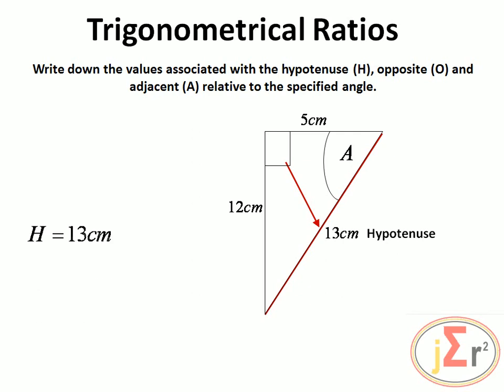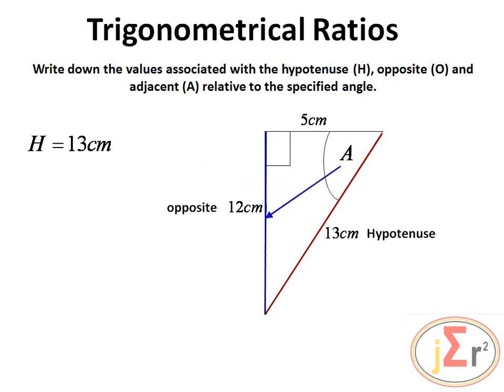And, of course, the side that is opposite to the specified angle is called the opposite. So we have the hypotenuse there, and that is 13. The opposite to the specified angle is 12. And that we have indicated right there, O is equal to 12 centimeters. And what about the adjacent? The adjacent is the other one that is beside the angle. And that is, adjacent is equal to 5 centimeters.